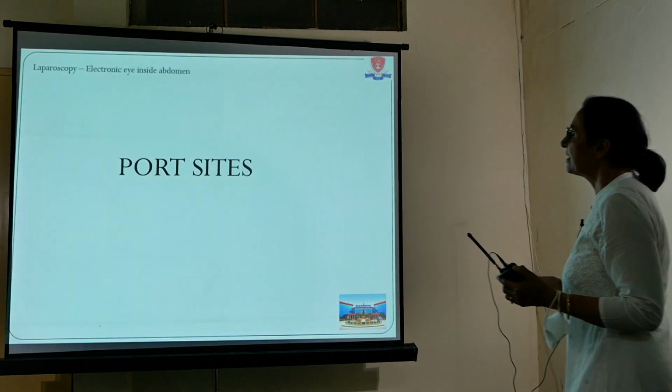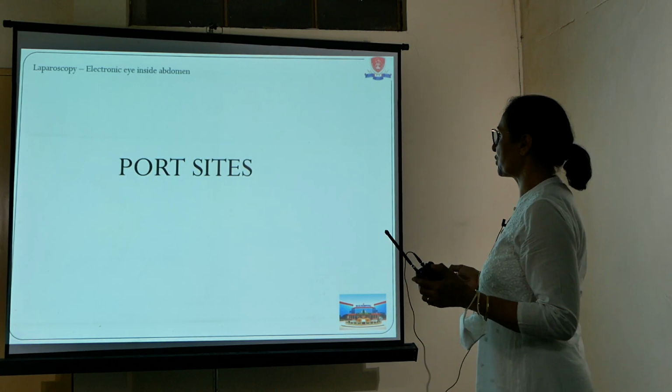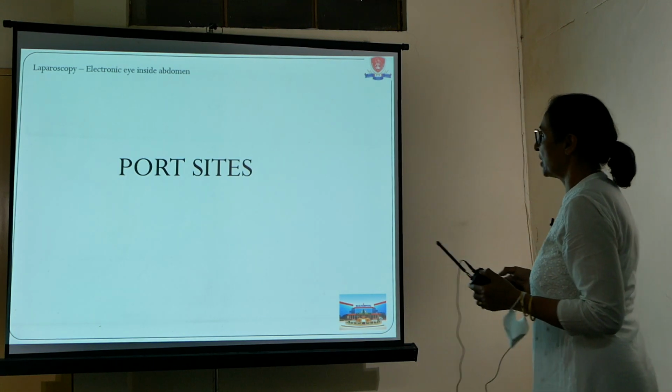The port site placement will be discussed next time when we discuss the surgery.